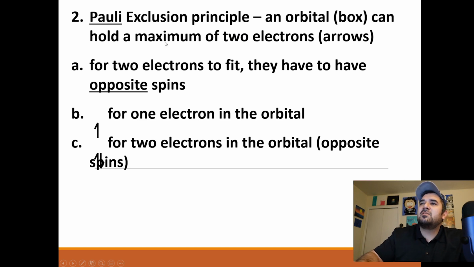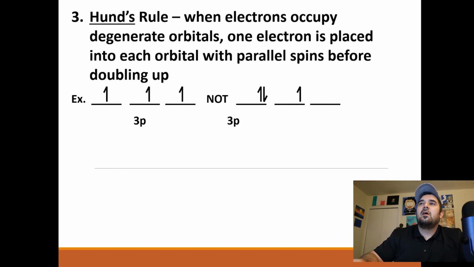All right, so Pauli's exclusion principle, you don't need to know about this. Don't worry about anything here. All right, so Hund's rule. Hund's rule matters. You don't need to know what it's called. I'm just going to tell you what the rule is.